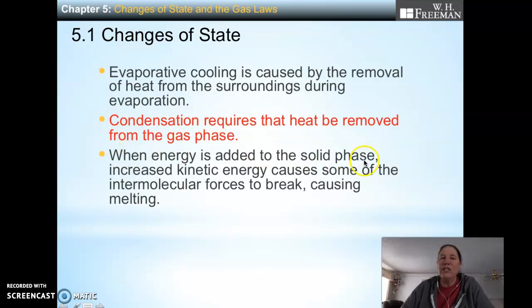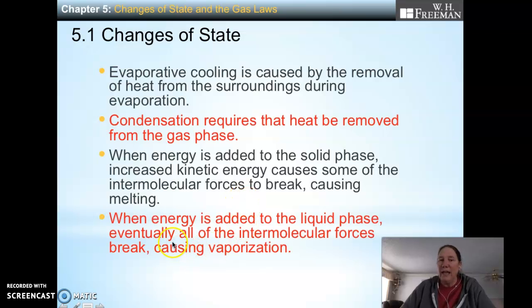Okay, so when energy is added to a solid phase, you're going to increase the kinetic energy. Because the particles are moving faster, you don't have as many intermolecular forces. They're not as close to each other, so the forces start to break, and that's why things melt. When energy is added to the liquid phase, okay, so now you want to change from a liquid to a gas, you're adding even more energy, so the particles move even farther apart, so there are even fewer intermolecular forces, because intermolecular forces are strongest in the solid, then the liquid, and they don't even exist in a gas. Okay, they're just too far apart, they don't interact at all.